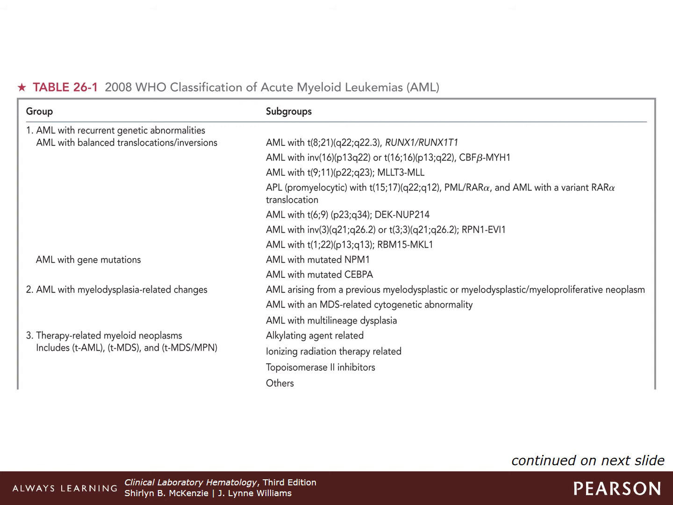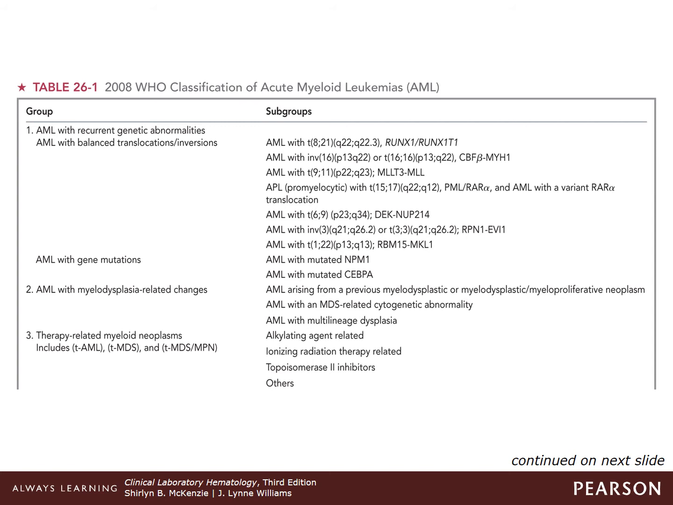The next is AML with an inversion 16 chromosome. This category is identified in only about 7% of patients with AML and presents with monocytic and granulocytic maturation and the presence of abnormal eosinophils in the bone marrow.